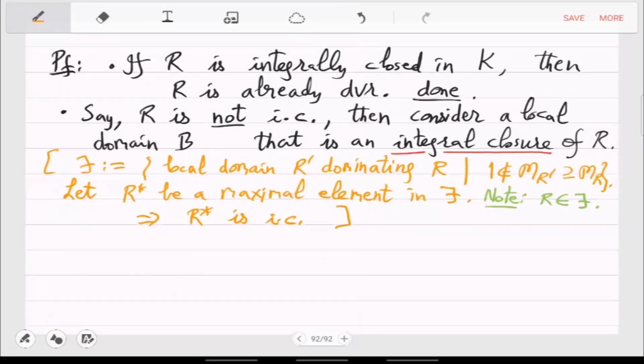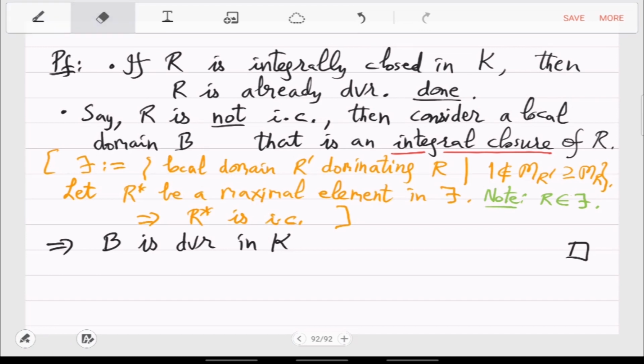So this is a DVR then. By the proposition, this implies that B is a DVR that extends R. Yeah, so the proof is simply: whatever local domain you have, you keep dominating it by bigger local domains, and you take the maximal one. That's integrally closed, it's a DVR and everything.